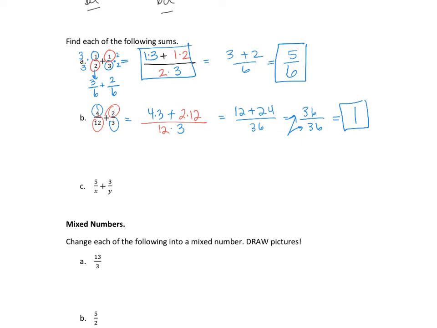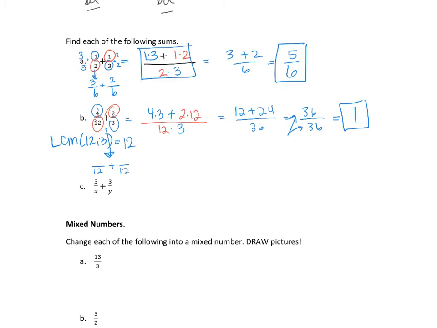I mean, for one, it's 1, but also it was able to simplify compared to the last one. And so some of you might have noticed that the LCM of 12 and 3 is not 36. The actual least common multiple is 12. And so I could actually rewrite each of these fractions as their equivalent fractions over 12.